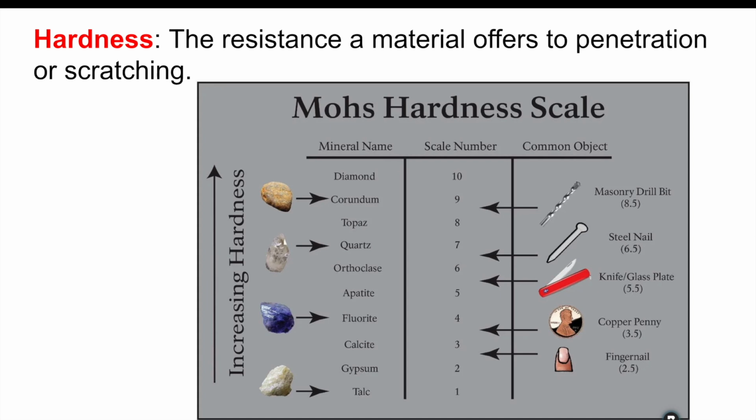Hardness is the resistance of a material to penetration or scratching. And one of the classic ways that we do this is with minerals, and minerals have a hardness. So for instance, diamond is 10, it is the hardest mineral. But you can see some common things and what their Mohs hardness scale rankings are. So a masonry drill, a steel nail, a knife, a penny, and a fingernail.